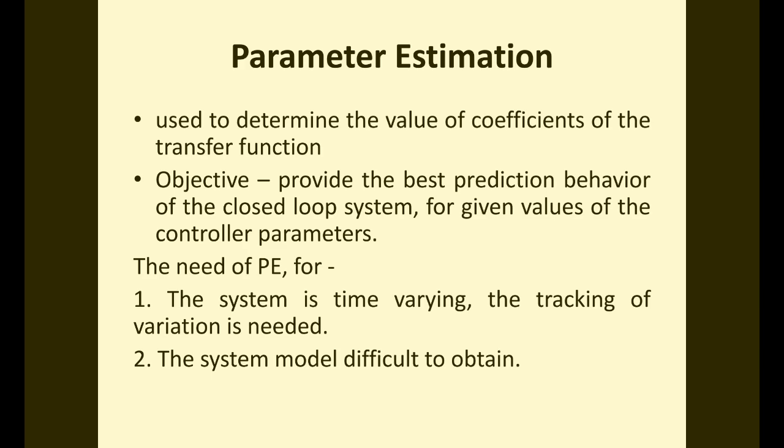Parameter estimation is used to determine the value of the coefficients of the transfer functions. I already mentioned it before. The objective of parameter estimation is to provide the best prediction of the behavior of the closed loop system for given values of the controller parameters. The need for parameter estimation is for systems that are time varying, where tracking of the variation is needed, and where the system model is difficult to obtain. So that's the need for parameter estimation.